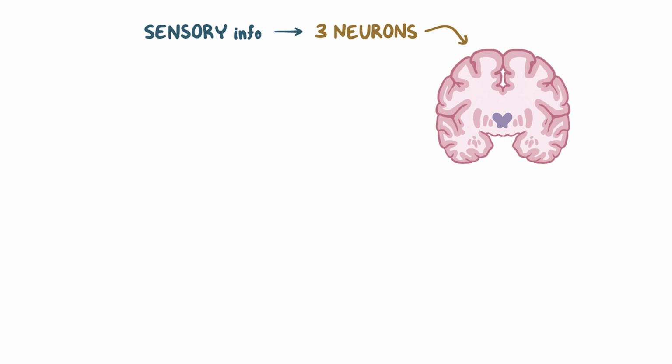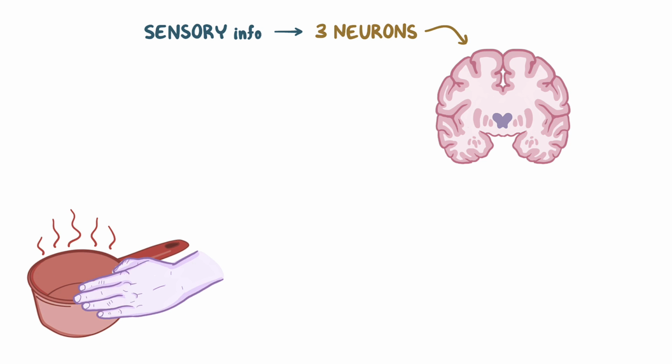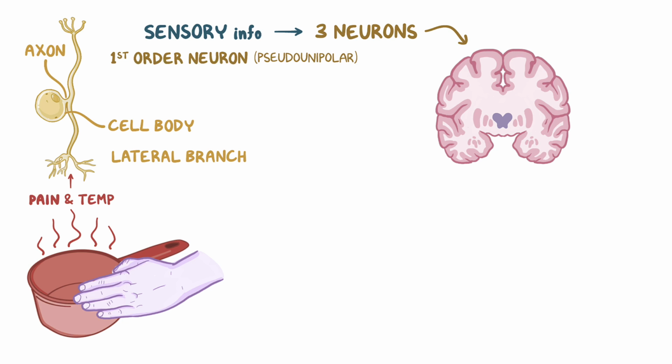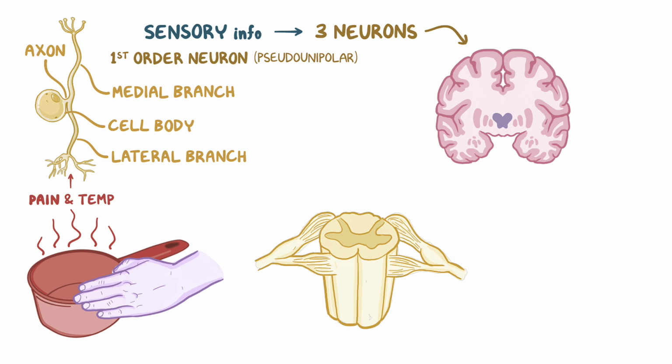So, sensory information has to go through three neurons to reach the brain, kind of like three people in a relay race. For example, if you accidentally touch a hot pan, the sensation of pain and temperature is carried from the nerves in the skin of your fingers through a first-order neuron, which is a pseudo-unipolar neuron. A pseudo-unipolar neuron has a cell body from which only one axon comes out, and then that axon splits into two branches, a lateral branch that comes from the periphery and a medial branch that runs towards the spinal cord.